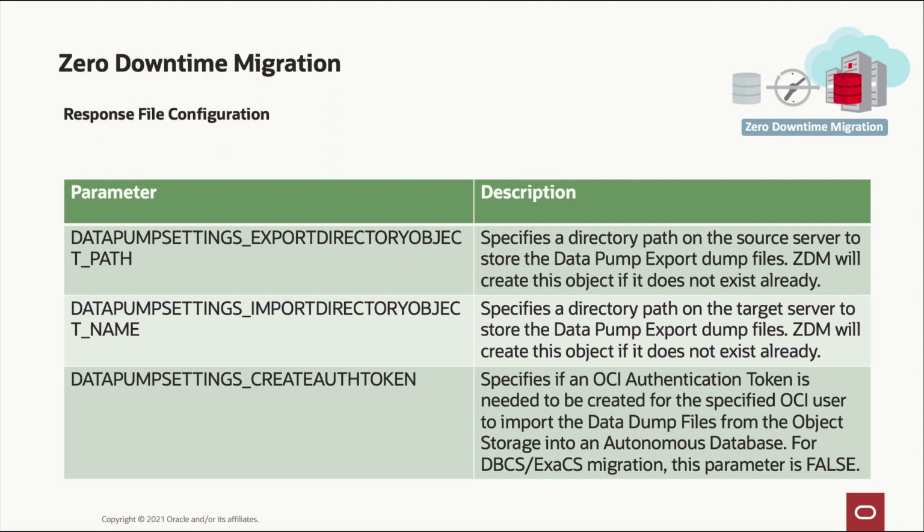We then have the export directory object path, which is the actual directory path where in the source server the data pump export files are going to be stored. Then we have the import directory object name, which is the path on the target server to store the data pump export dump files. And then we have the create auth token. Basically it specifies if the token needs to be created for the specific OCI user to import the data dump files from the object store into the autonomous database. For migrating into DBCS or SSCS, that parameter is false.